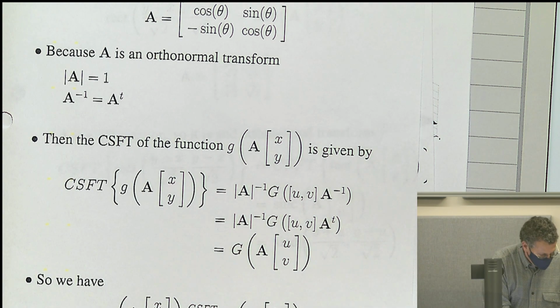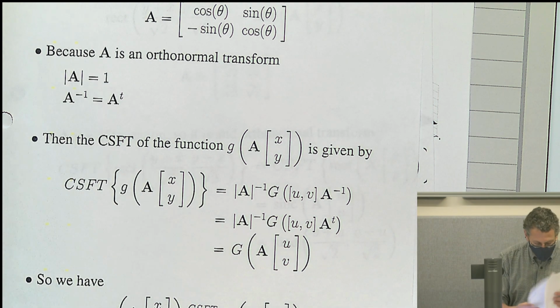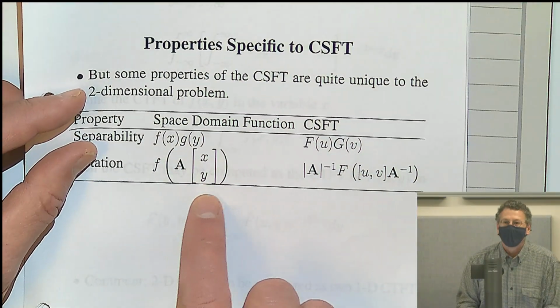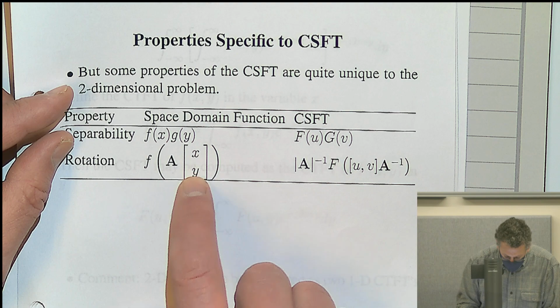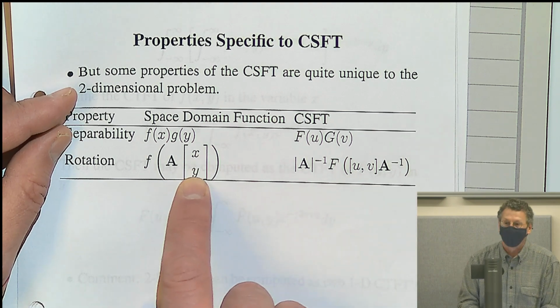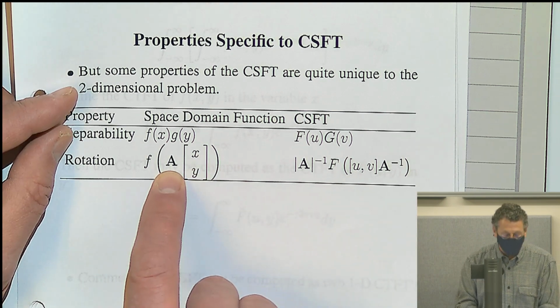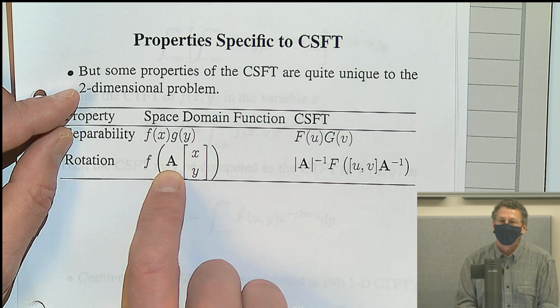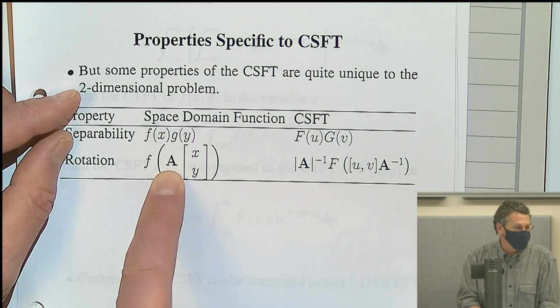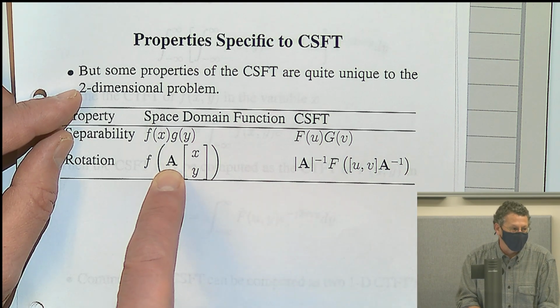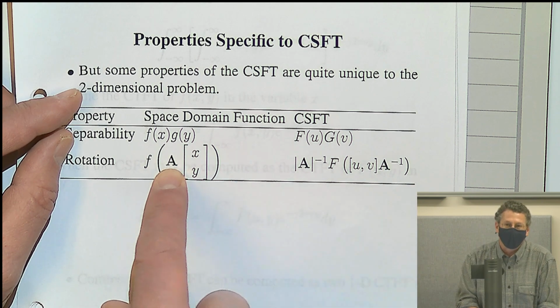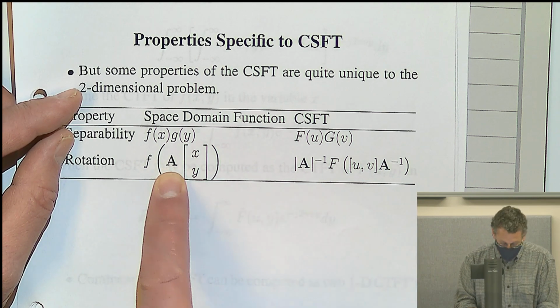There's this property, which is a little more general than just rotation. Here what you're interpreting is that x and y are the coordinates in space. You pass it through a matrix, a 2x2 matrix transform. One particular case is that the matrix could be a rotation matrix, but it doesn't have to be. It just has to be invertible.